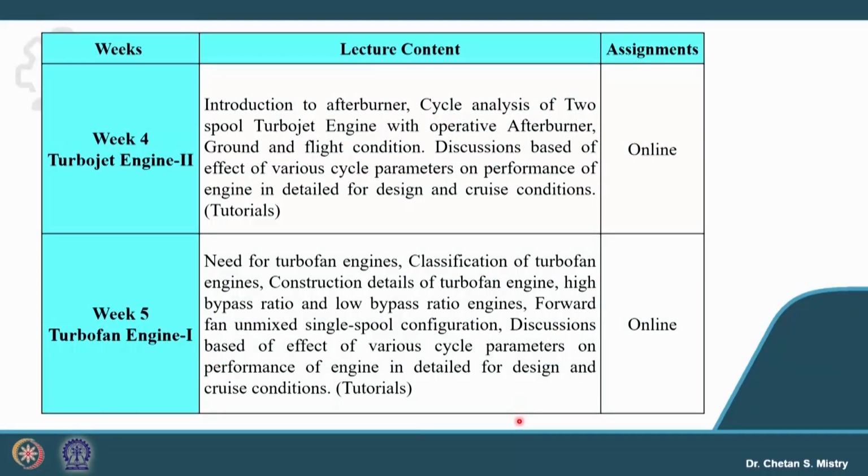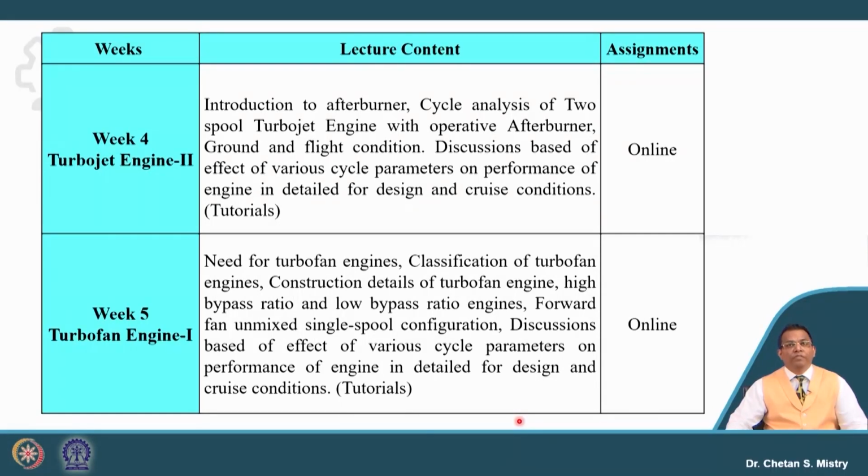So in last week we were discussing the turbojet engine. Initially we started the discussion about the turbojet engine phase 1, where we discussed the single spool turbojet engine. Then we started discussing the two spool turbojet engine, and in last week we discussed a special case where we introduced the afterburner in the two spool turbojet engine.